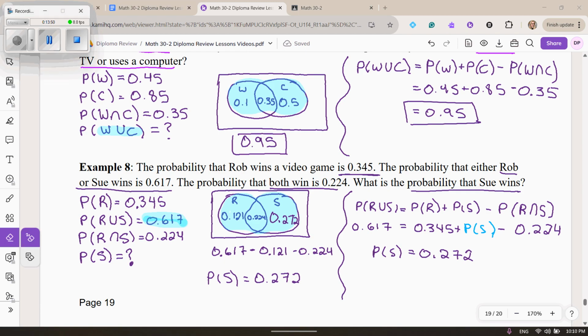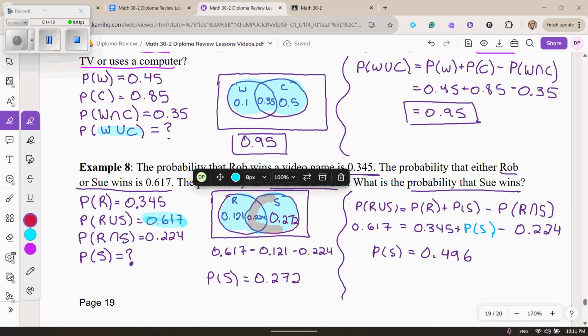Okay, so I just verified that on my calculator, and it turns out I got different answers. So that made me think, okay, what happened on the previous question? So I got 0.496 when I solved this equation. And the reason that I didn't get that on the other side is because I forgot one very important fact, and that is the fact that when I'm looking at the probability of Sue, I'm looking at both of those.